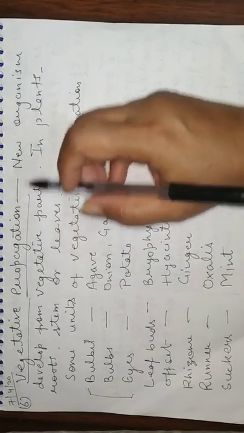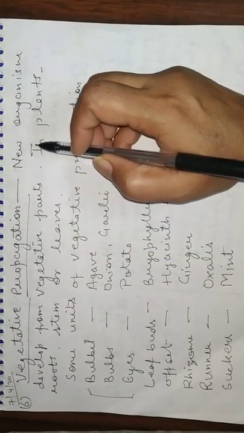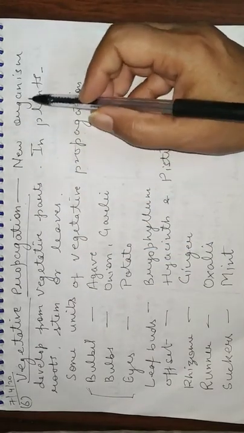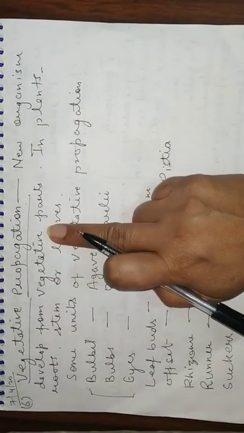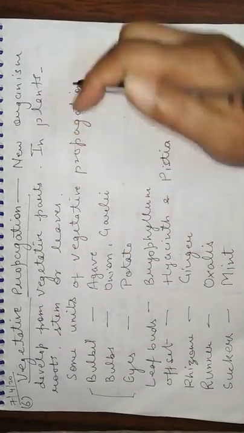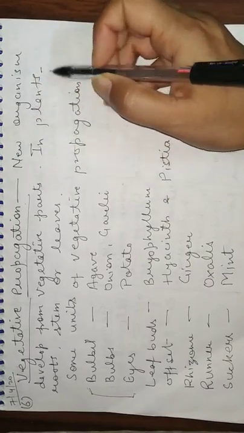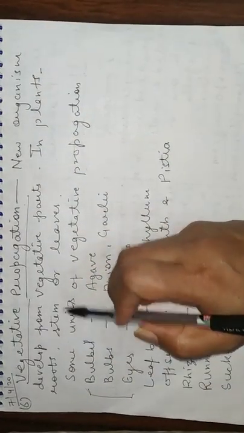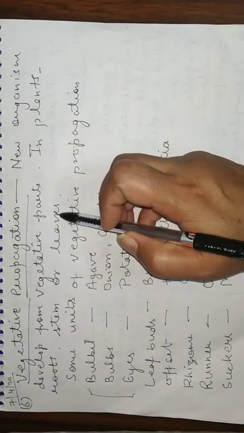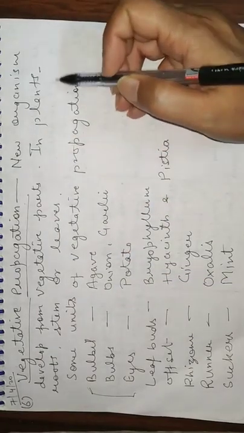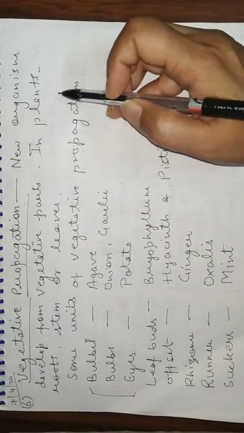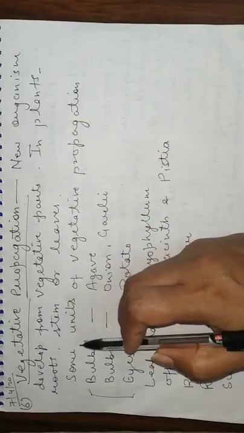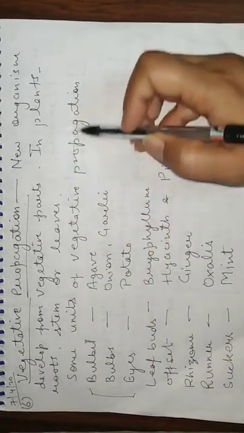Vegetative propagation generally occurs in plants, and the vegetative parts of the plants develop the new individual. Generally, parts of the plants such as roots, stem, or leaves produce the new organism, and this is known as vegetative reproduction.